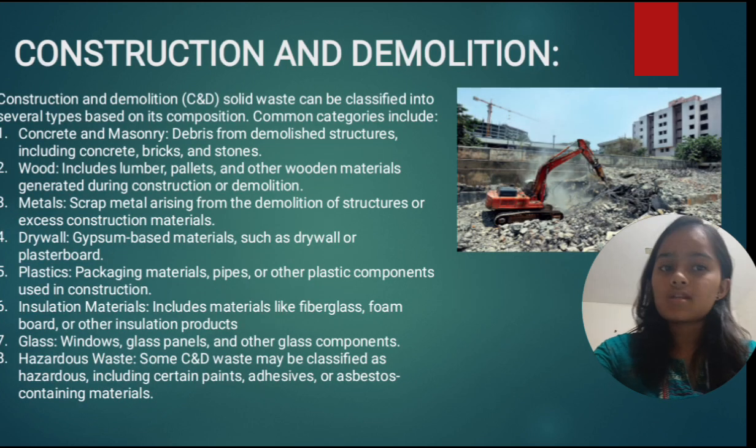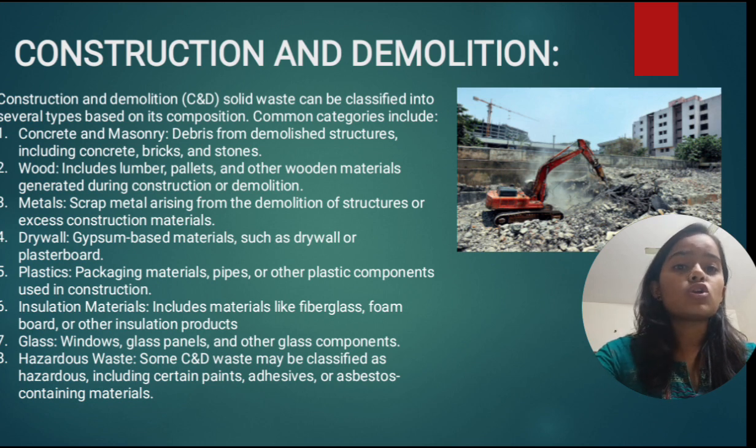Next, construction and demolition waste. Construction and demolition solid waste can be classified into several types based on its composition. Common categories include concrete and masonry, debris from demolished structures, including concrete, bricks, and stones. Next, wood waste includes lumber, pallets, and other wooden materials generated during construction or demolition. Metal, scrap metal arising from the demolition of structures or excess construction materials. Next, drywall, gypsum based materials such as drywall or plasterboard. Plastics, packaging materials, pipes, or other plastic components used in construction. Insulation materials include materials like fiberglass, foam board, or other insulation products. Glass, windows, glass panels, and other glass components. Next, hazardous waste. Some C and D waste may be classified as hazardous, including certain paints, adhesives, or asbestos containing materials.